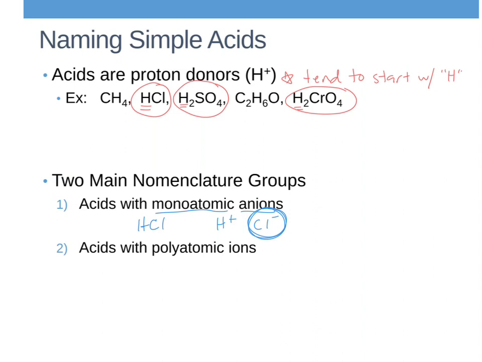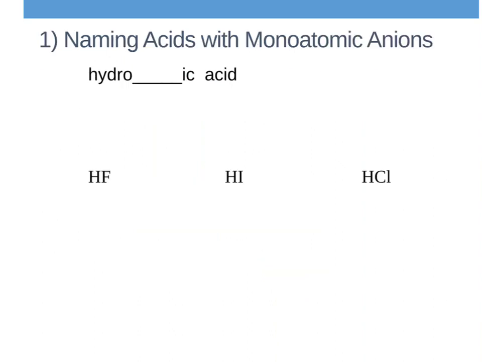If I looked at something like H2SO4, the second one that I circled up above, I know that that's made up of H+ ions, but it's also made up of sulfate. And the sulfate is a polyatomic ion. So we're going to have slightly different ways that we name these based on whether your acid has a monoatomic anion or a polyatomic anion in it. That's what we're going to talk about in this video.